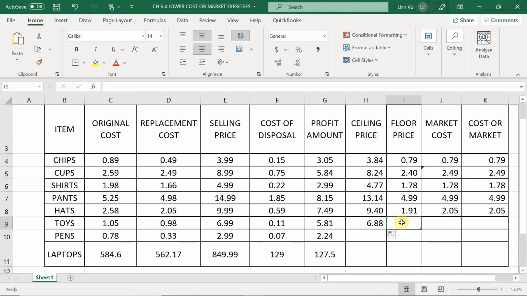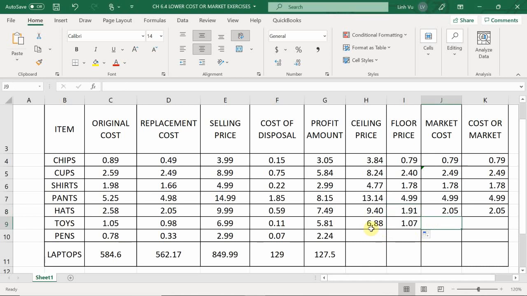$6.88. Okay, right? You're going to take your $6.99 minus 11. Okay, and then what is your floor? It's going to be your $6.88 minus $5.81. $1.07. Okay. So let's go ahead and compare.